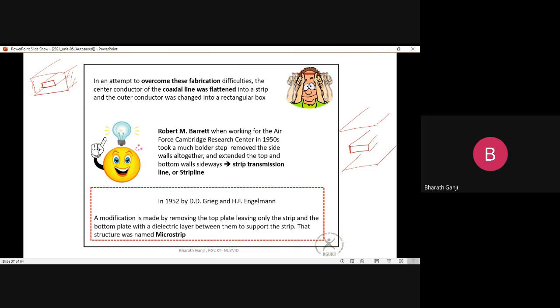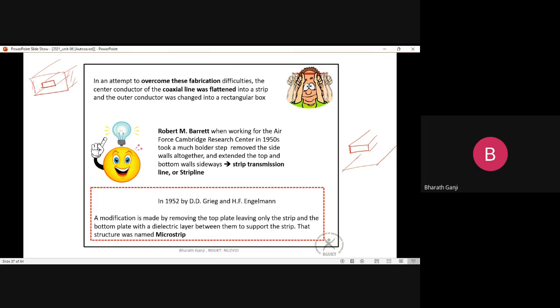step ahead, and in fact, they have removed the top surface also. They have removed the top conducting sheet, and they used only two conductors, one as a ground sheet and another as a trace. And this structure is what they call as microstrip, and the microstrip is even more easier to fabricate, and microstrip is by far till date the most popular transmission line or planar circuits that we use.